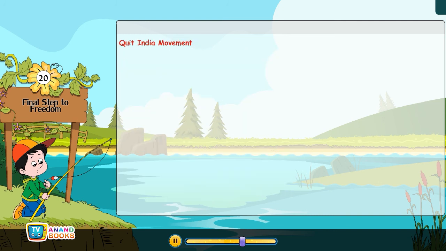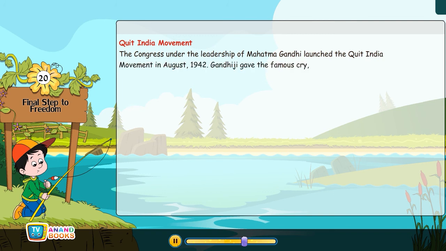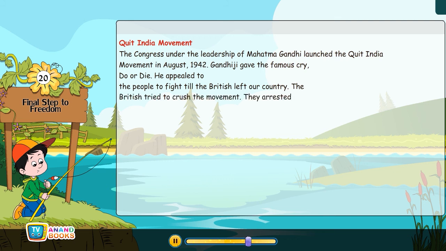Quit India Movement. The Congress, under the leadership of Mahatma Gandhi, launched the Quit India Movement in August 1942. Gandhiji gave the famous cry, "Do or die." He appealed to the people to fight till the British left our country. The British tried to crush the movement. They arrested Gandhiji and other leaders.